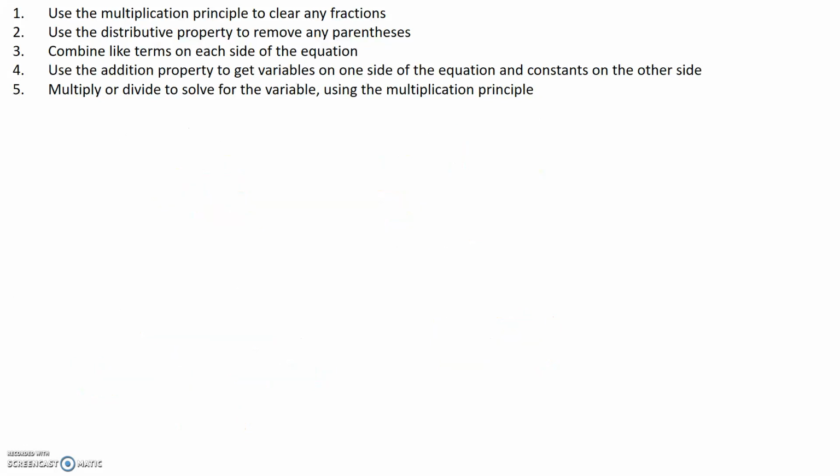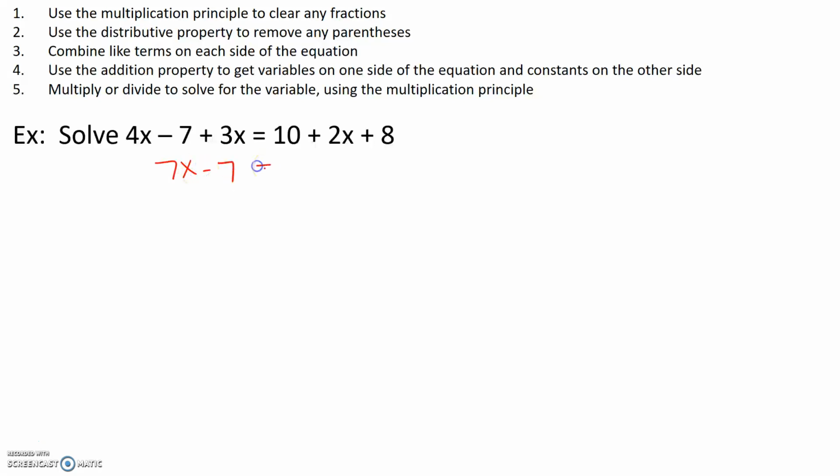Let's look at another example. Step 1, clear any fractions. We have no fractions. Step 2, use the distributive property. We don't have any distribution. Step 3, now we can combine like terms. On the left side of the equation, we have a positive 4x and a positive 3x. We can write that as 7x minus 7 on the left side. On the right side, we do have like terms as well. We have a 10 and 8, so we can rewrite this as 2x plus 18.